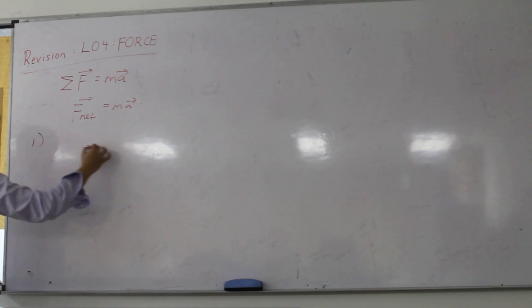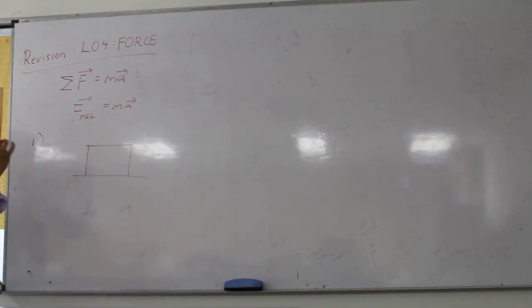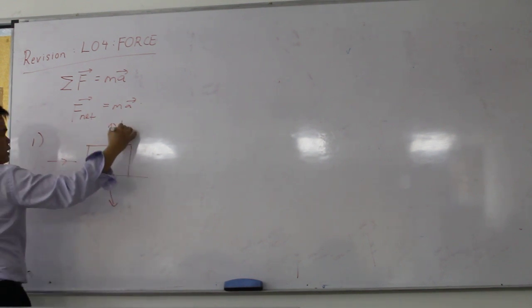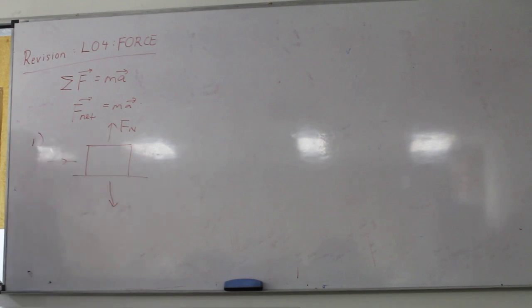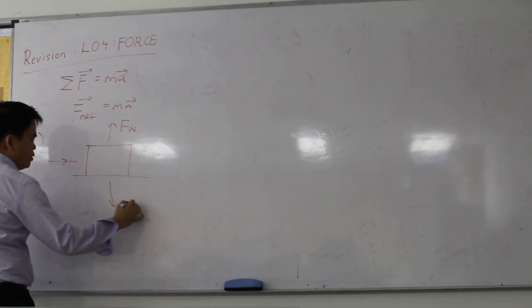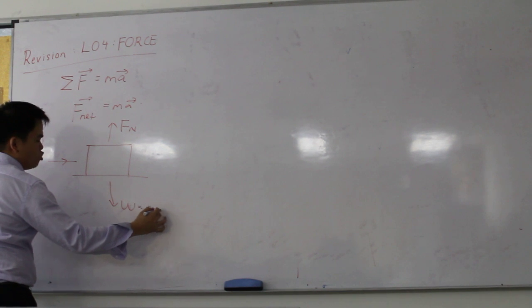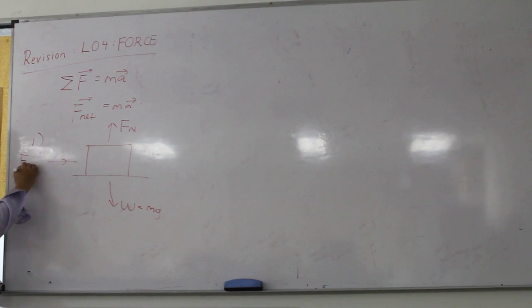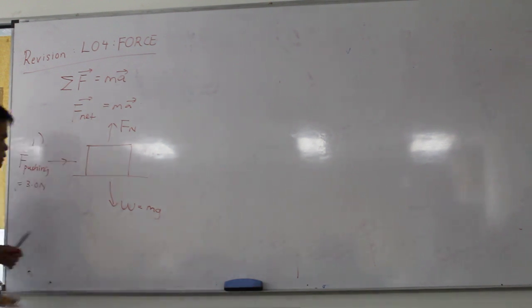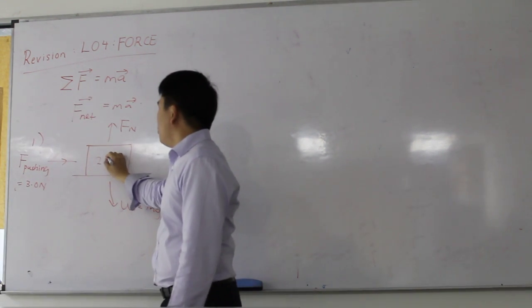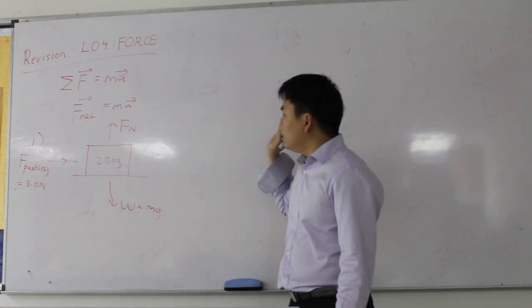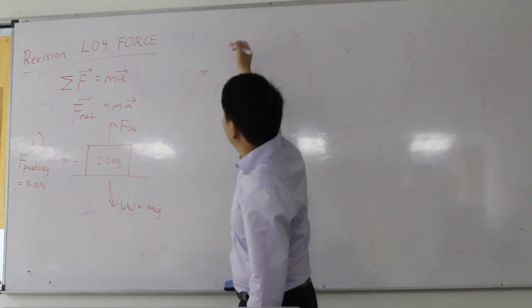In this case, let's say there are several forces here. By default, definitely there's a normal force, which I put as Fn. Then there's a W, which is weight, or you can put it as mg. And then let's say I apply a pushing force F, and this F pushing, let's say, is 3.0 Newton, and the block here is 2.0 kg. So I push it to the right. Then the question is, what is the acceleration?